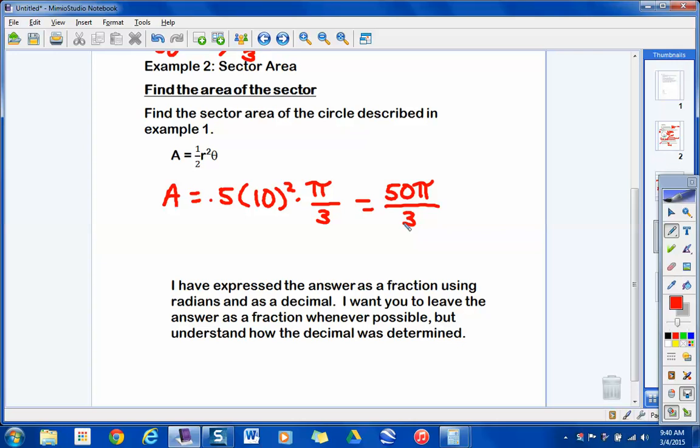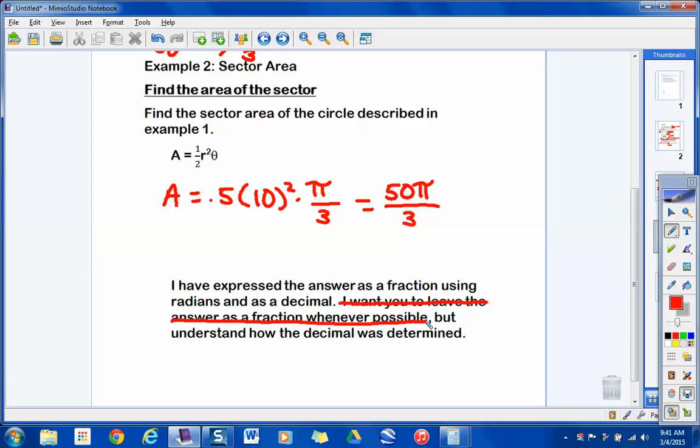Down there at the bottom it says I've expressed the answers using a fraction in radians and as a decimal. It says I want you to leave the answer as a fraction whenever possible. That's kind of in the notes that I've used in the past. You know what? I really don't care what you do. I kind of prefer decimals. What do you guys think? I'd like to just crunch this out.